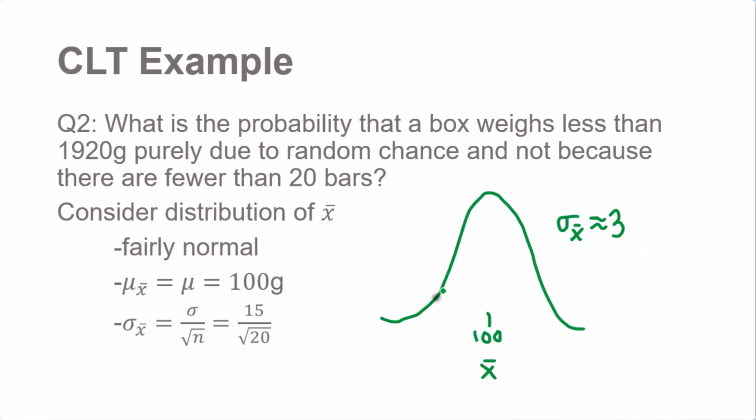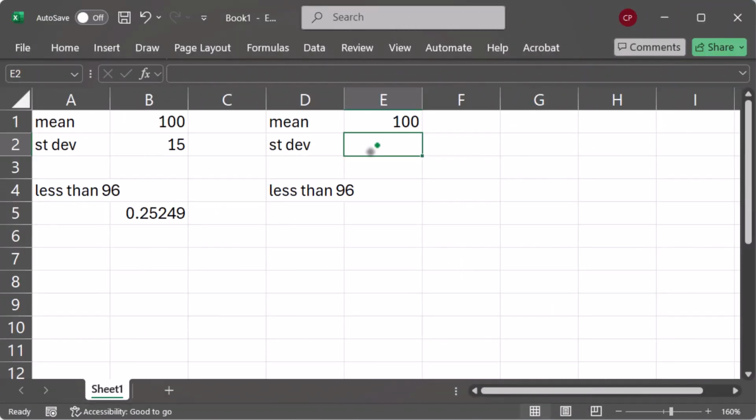The question I'm asking is still kind of the same. I'm looking at 96 and seeing what is the probability of getting that value or below. But rather than asking what's the probability that a given candy bar is less than 96, I'm asking what's the probability that a sample mean, the mean weight of 20 chocolate bars, is less than 96. So I'm doing the same type of calculation, but my standard deviation is going to be different. This is going to be 15 divided by the square root of 20.